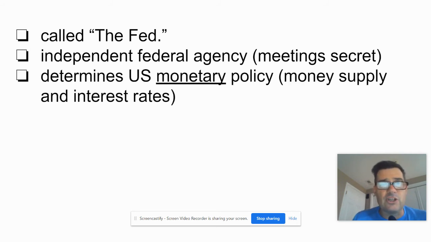All right, and they determine U.S. monetary policy. Remember, monetary has to do with money, and monetary policy has to do with money supply and interest rates. Money supply and interest rates. That's what monetary policy is. So that's a little review from the last card.